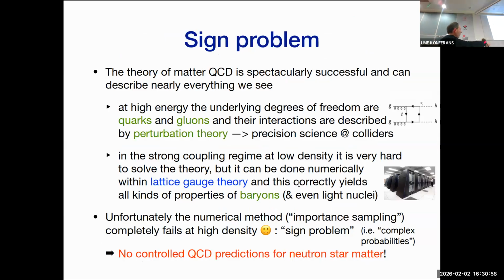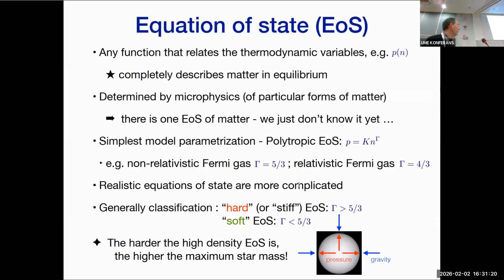No controlled QCD prediction for neutron star matter. And that's unfortunate, but it means right now the only way to learn something is to use astrophysics. Because astrophysical observables can constrain what's really there, and that's going to help us, even if theory cannot, from first principles, tell us how matter at really high densities behaves. And in general, this is described by the equation of state.